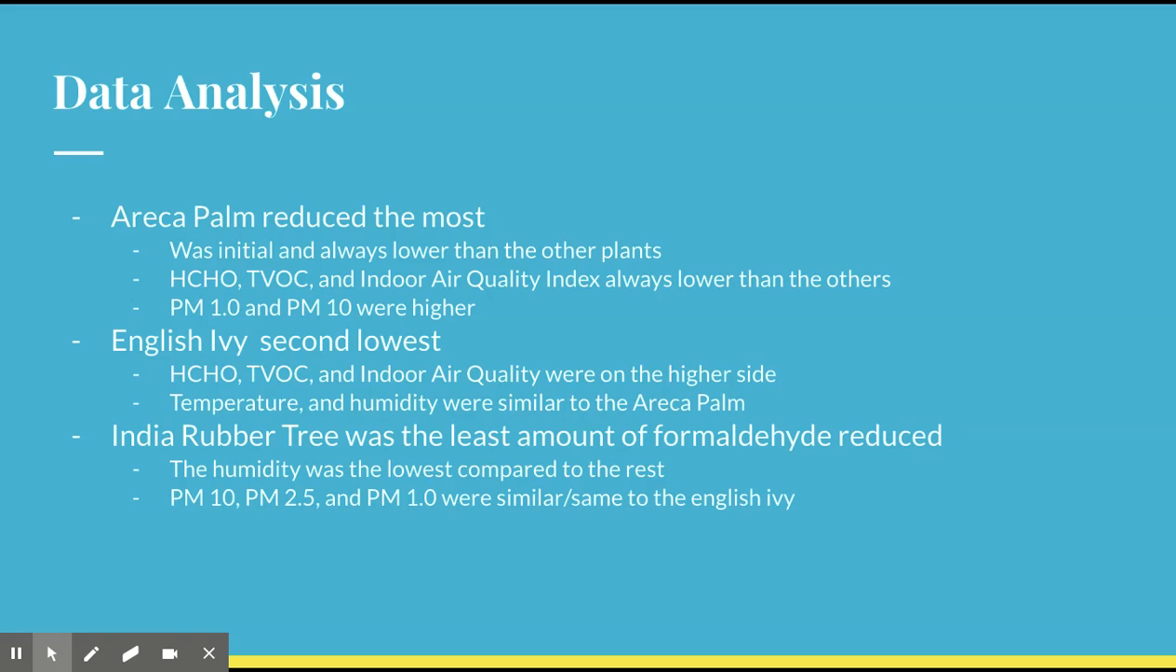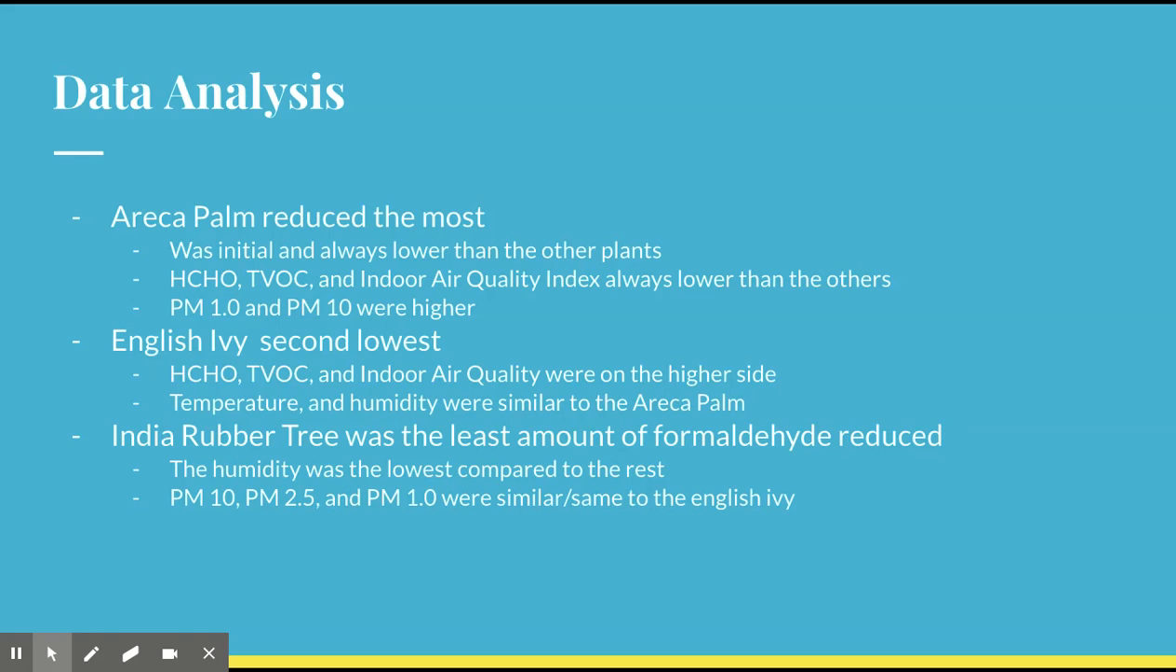This could be due to where the plants got sunlight in, or because it was bigger than the other 2 plants. Though this one was reduced the most, the PM 1.0 and the PM 10 were higher. Since they were higher, this could mean that they didn't have a big effect on the amount of formaldehyde reduced.